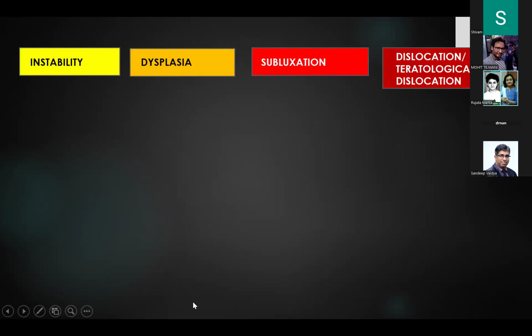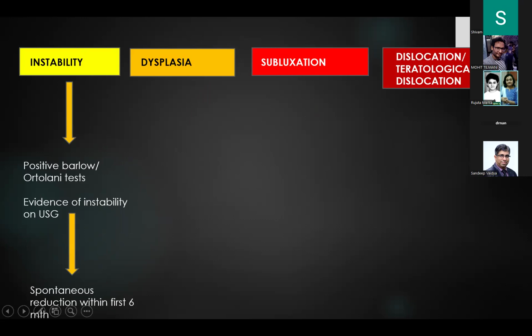So the spectrum basically varies from instability through dysplasia, through dislocation, or through dislocation that is present at birth, or congenital or teratological dislocation. So instability is basically characterized by a positive Barlow-Ortolani tests in infants, neonates, and the evidence of instability can also be seen on ultrasound. Invariably, this may spontaneously reduce within the first 6 months.